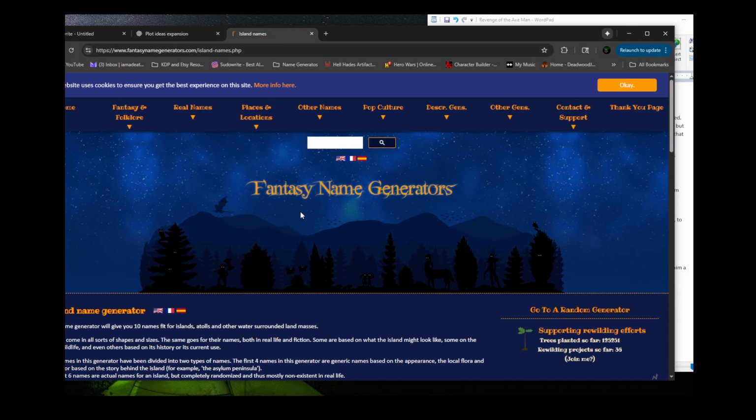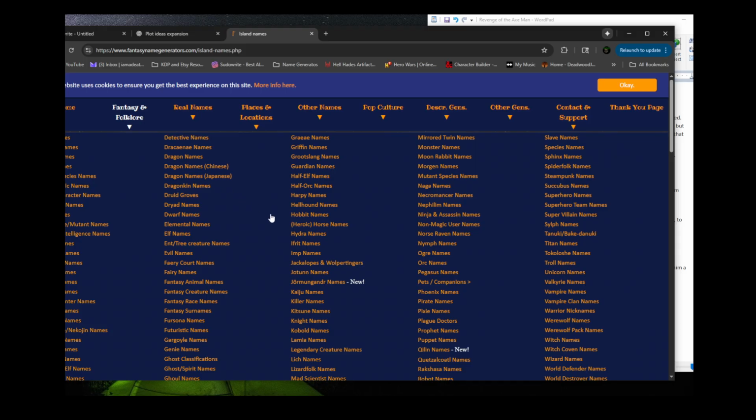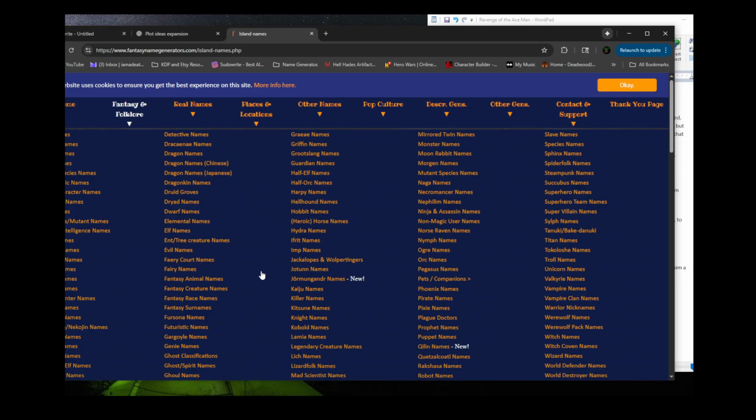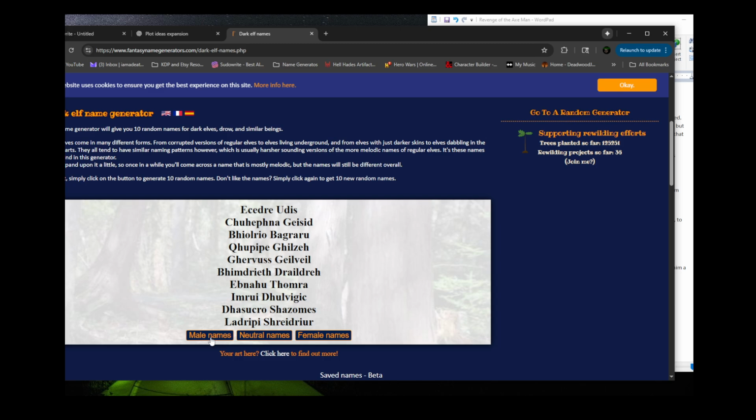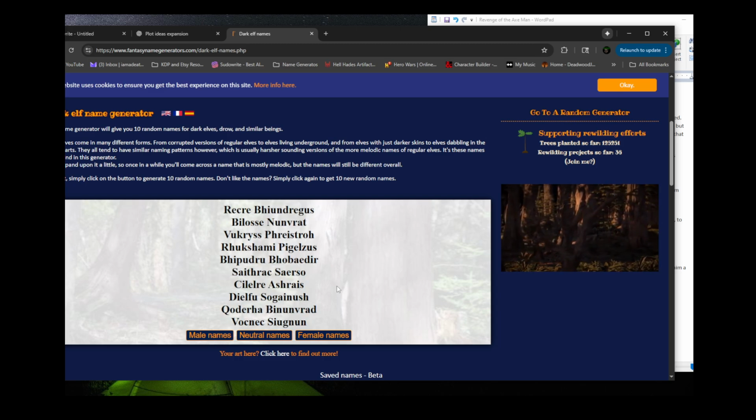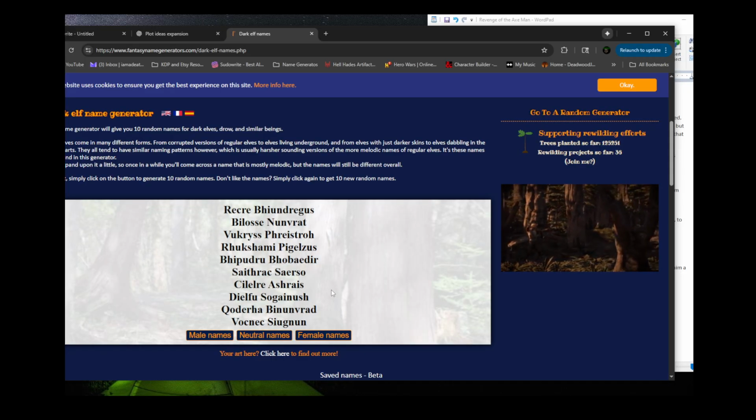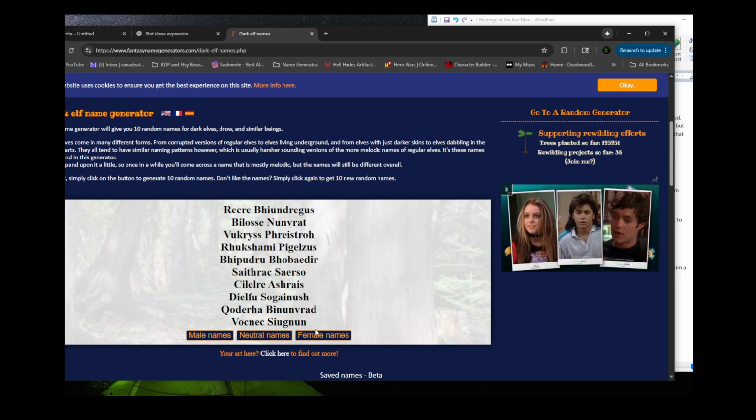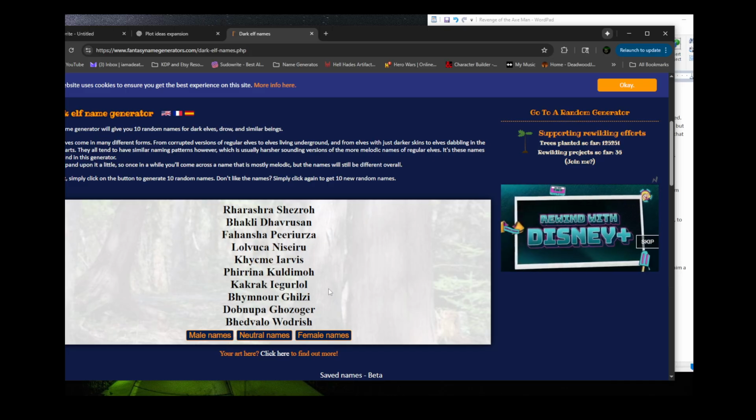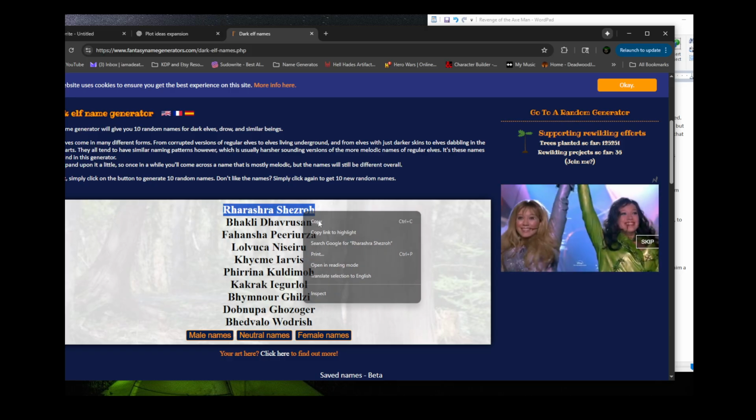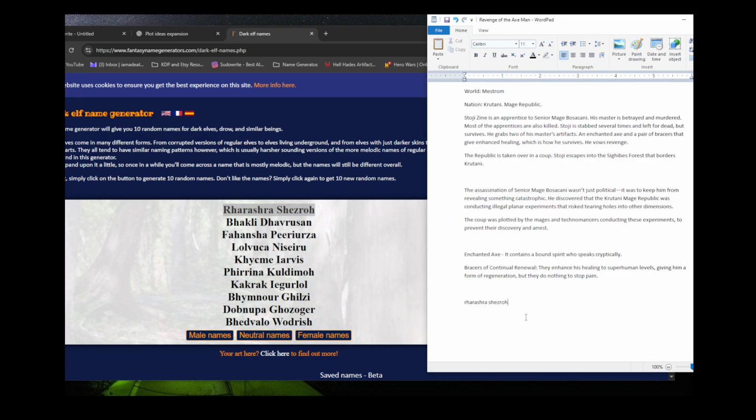So we can go ahead and come over here in the random generator, and let's find an interesting name. Let's go with, say, Dark Elf names. Say female, just because we've got two male characters. Let's go with a female character. Rockneck. It's a little too close to Beck. Harashra. Okay, we can do something with this name.